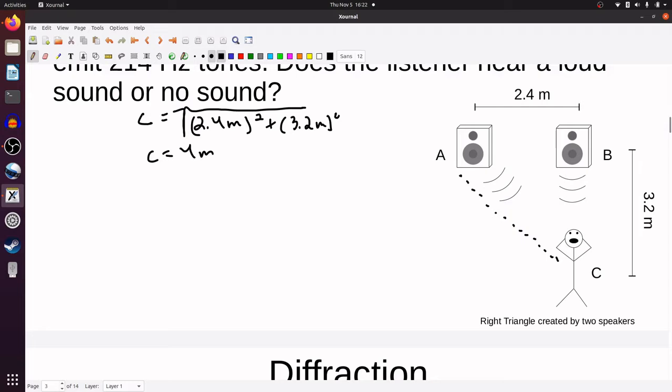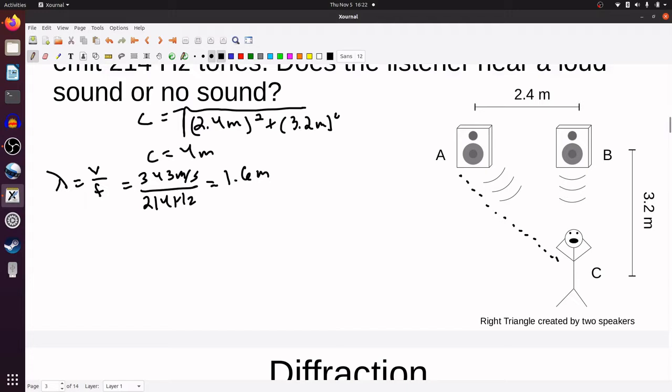And so I need to first figure out the wavelength. We know that v equals f lambda, so v over f must equal lambda. If I take my 343 meters a second and divide that by my frequency of 214 hertz, I get, once again, an easy number I chose, it was the only way it was going to work, 1.6 meters. So that's the wavelength.